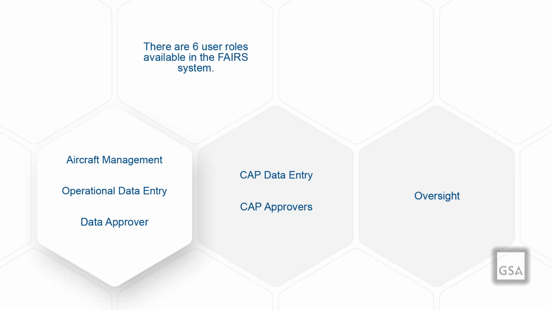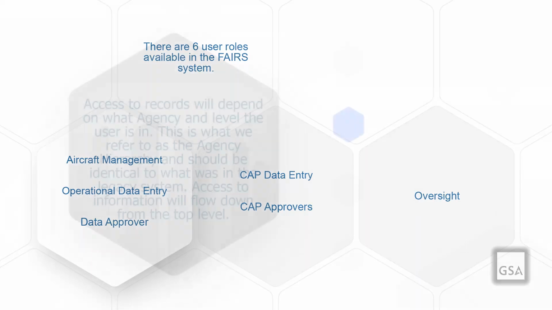And the sixth are Oversight Users. These are the FAIRS program managers and administrators that are allowed to see all data, with exception of mission-sensitive data, from all the agencies entered into the system. Oversight can add, modify, and approve or reject data.